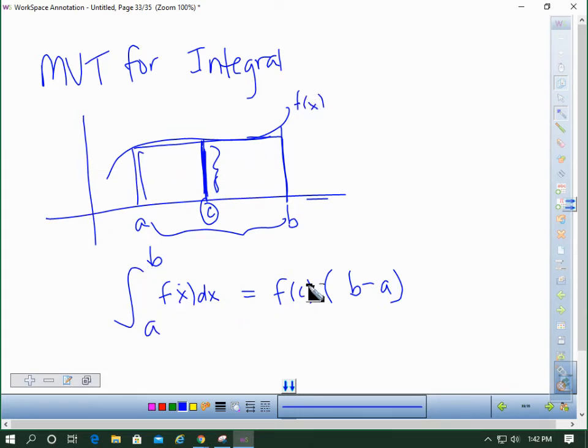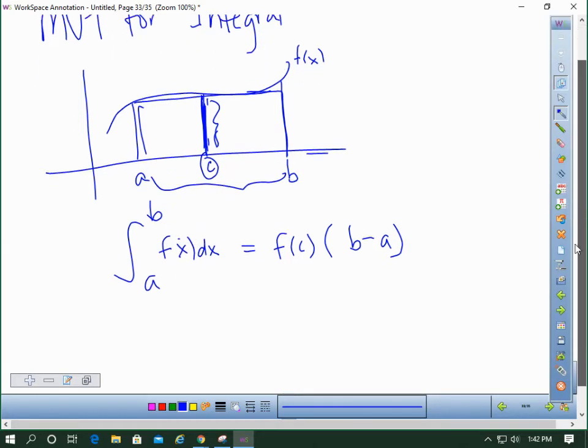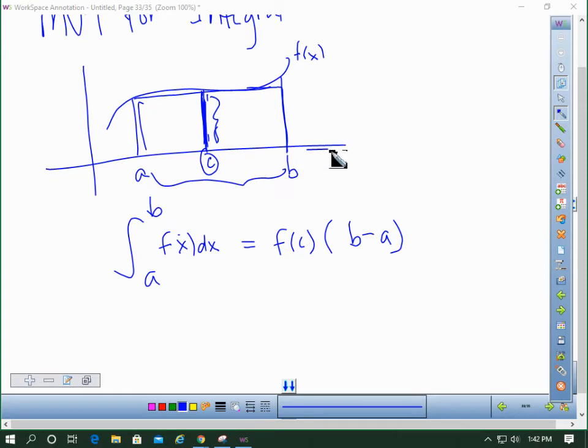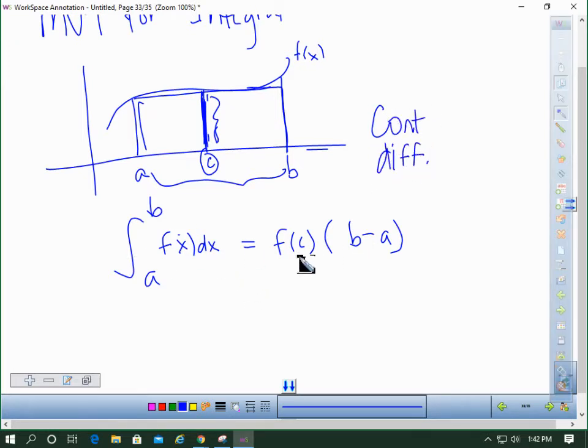So the area under the curve will equal the length and the width multiplied together for the rectangle, right? So we're saying there's a rectangle with equal area for some c value in the interval. When you put c into the function, that gives you the height of that rectangle, and that'll give you the same area under the curve. All right, that's the mean value theorem. Now, in order for that to be true, the function has to be differentiable and continuous, right? Those two conditions have to hold. Then this is true.